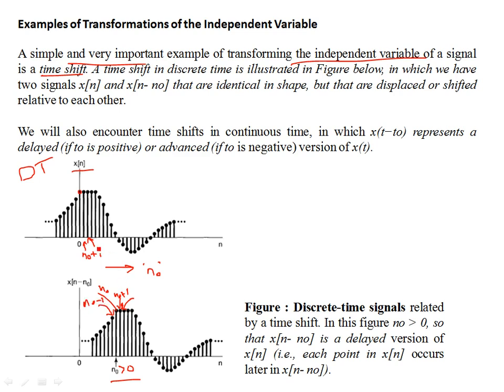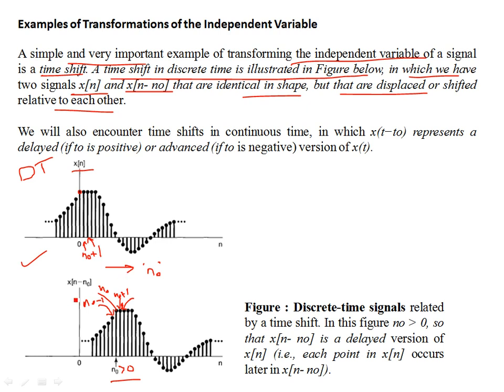So you see, each sample is experiencing the same delay n naught. It's not like, for example, this sample is going to occur before. The waveform is going to be preserved. So time shift is a waveform preserving transformation. The time shift in a discrete time sequence or signal is illustrated in the figure below, which we have seen over here, in which we have two signals, x[n] and x[n minus n naught], that are identical in shape but are displaced or shifted relative to each other.